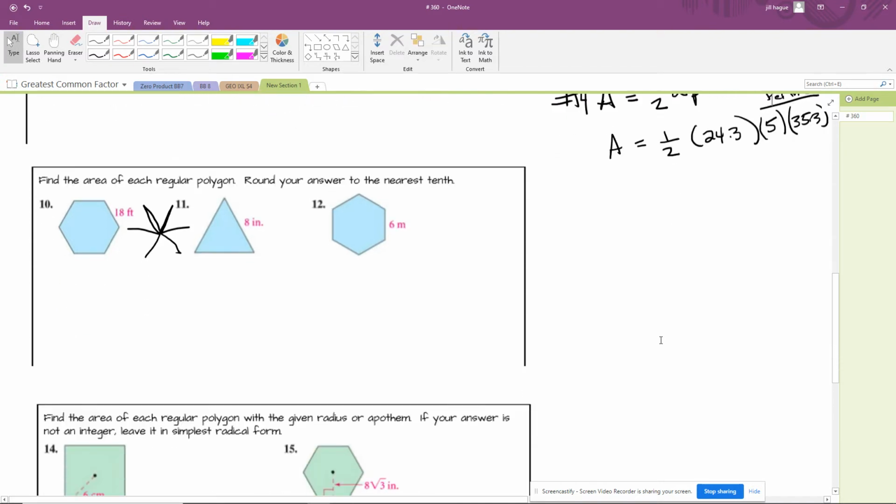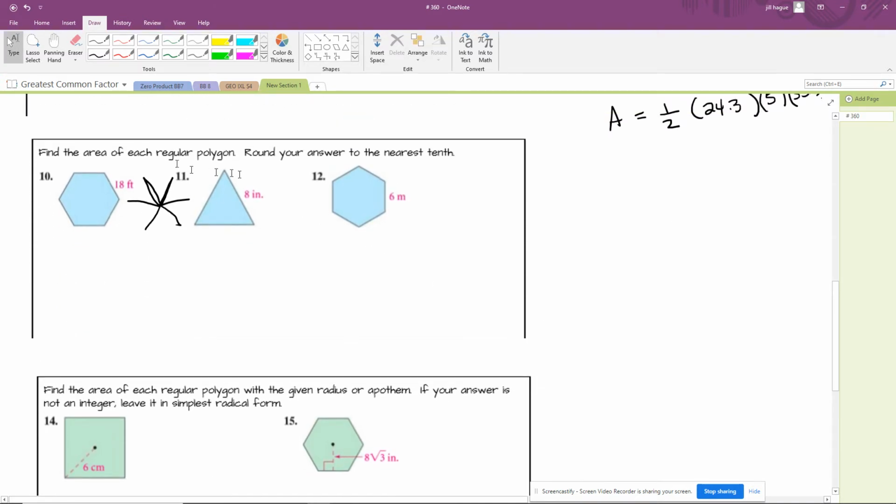Okay, moving on, let's take a look at these. Find the area of each regular polygon and round your answer to the nearest tenth. Okay, so we start to get into some, let's do that first one. Okay, so there's what's supposed to be a regular hexagon, right? There's 6 sides, and we know this side is 18, which means we know all sides are 18.